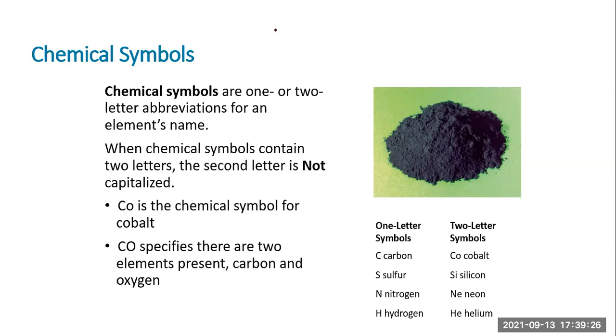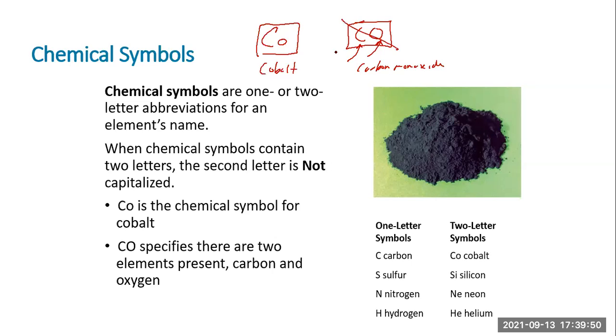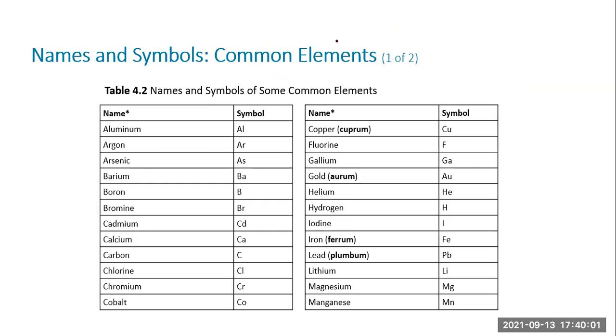So for example, as we see there on the bottom, capital C, lowercase o is the element cobalt. If you write capital C, capital O, that basically means a carbon and an oxygen. That is carbon monoxide, which is very different. So if you capitalize everything when writing symbols, you may actually be writing something you don't intend, like carbon monoxide instead of cobalt.